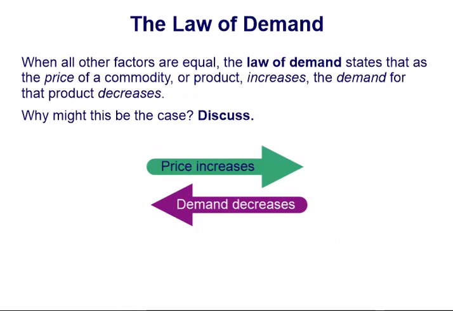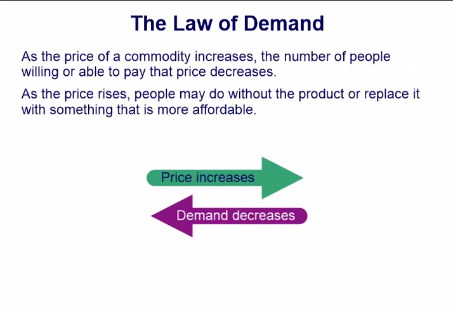The law of demand. When all other factors are equal, the law of demand states that as the price of a commodity or product increases, the demand for that product decreases. Why might this be the case? Discuss. As the price of a commodity increases, the number of people willing or able to pay that price decreases. As the price rises, people may do without the product or replace it with something that is more affordable.